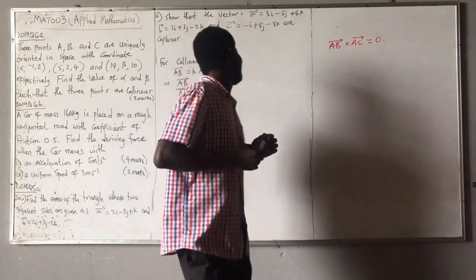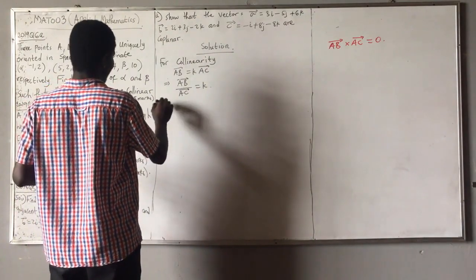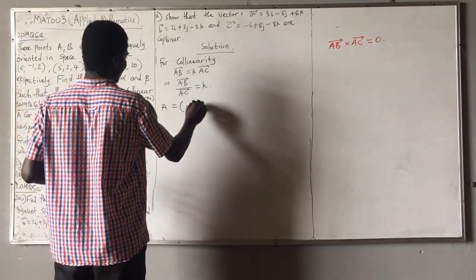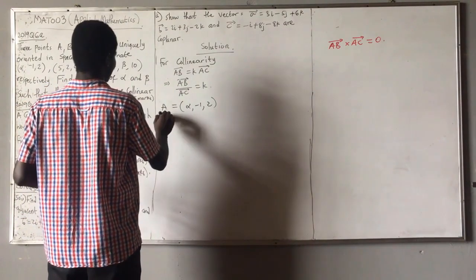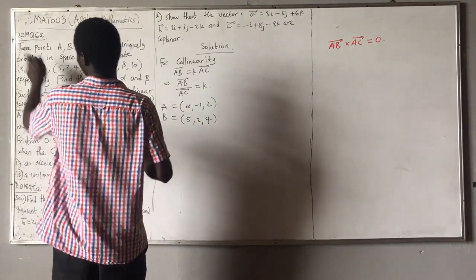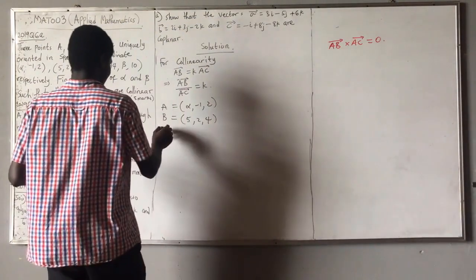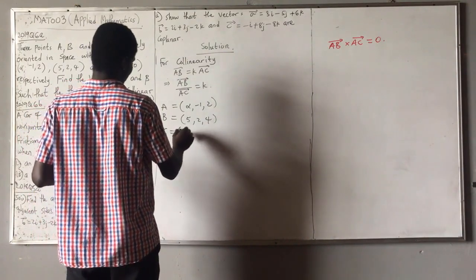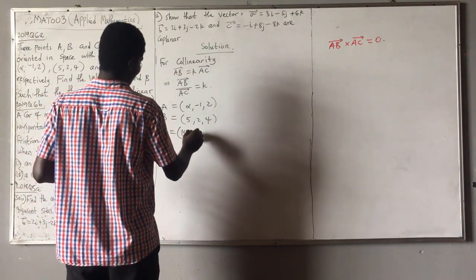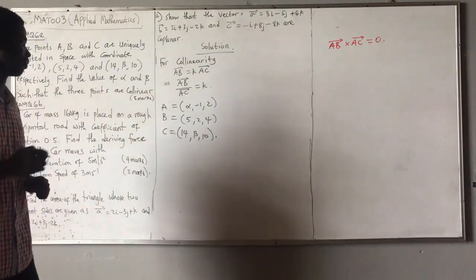Now let's solve. What is A? Vector A is (alpha, -1, 2). Vector B is (5, 2, 4). This is 2019 question 6A. Then vector C is (14, beta, 10). That is what you have.